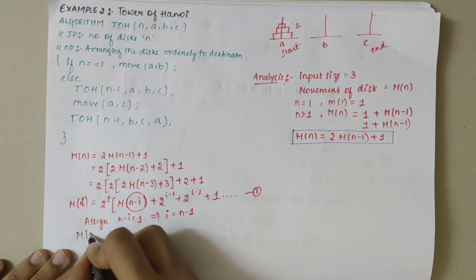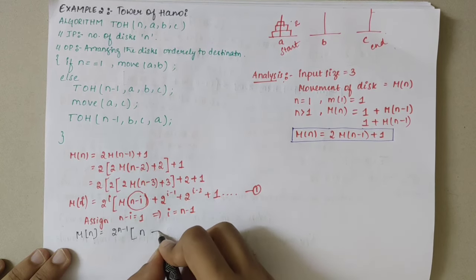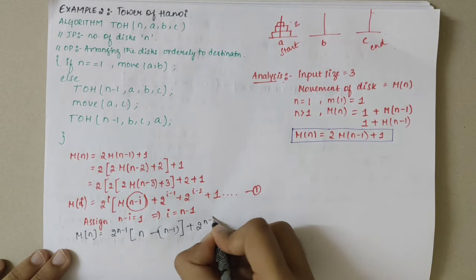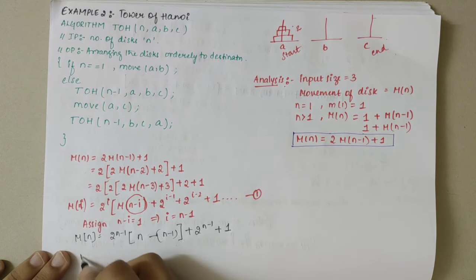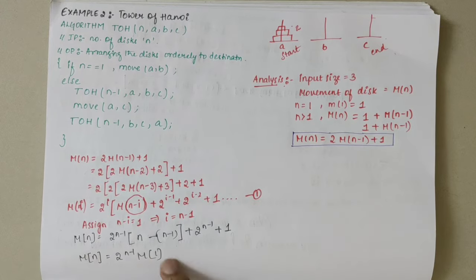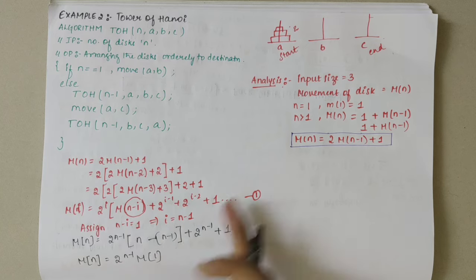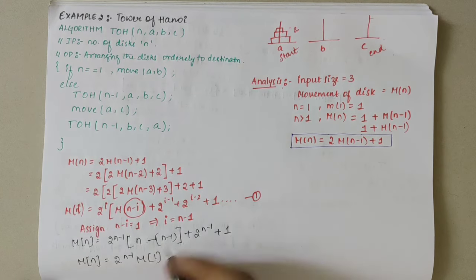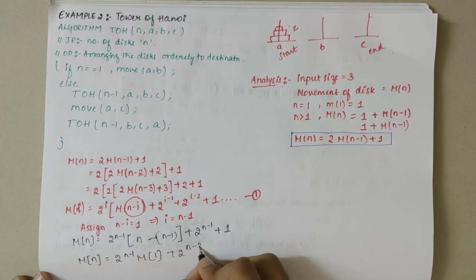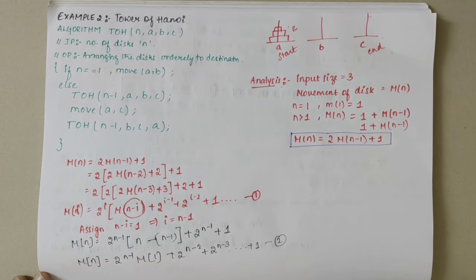So M of n is equal to 2 power n minus 1, here inside it is n minus n minus 1 because I am substituting the i value, right? This bracket close, plus 2 power n minus 1 plus 1. So again solving this further, M of n is equal to 2 power n minus 1, M of 1 value I know it is 1 only. So this particular thing I'll get 1 only. N minus n cancel, 1 I'll be left out. Minus 1 will become plus 1. So I got M of 1 here, plus 2 power n minus 2 plus 2 power n minus 3. It goes on till plus 1, and this is the second equation which I have obtained.